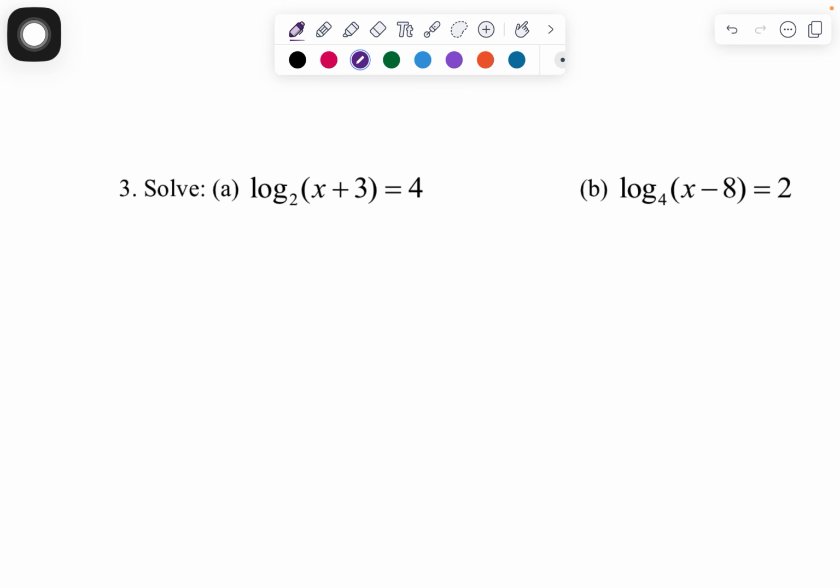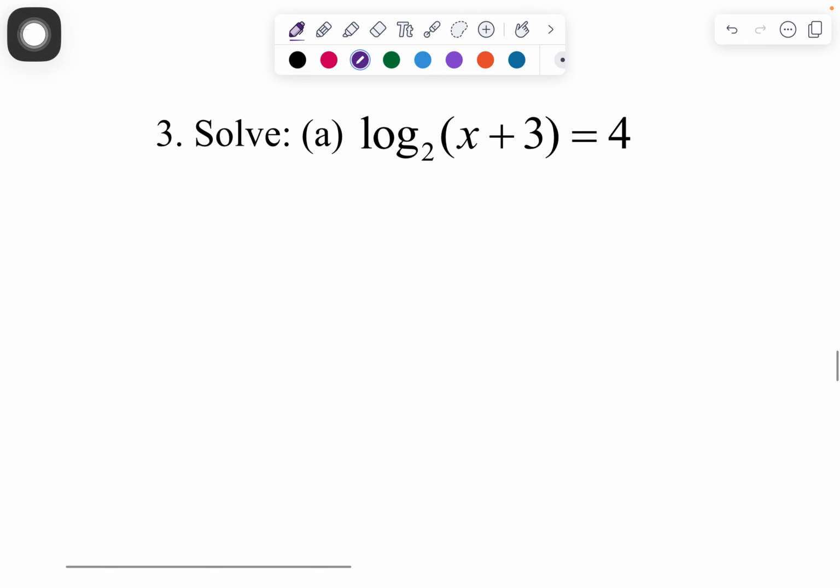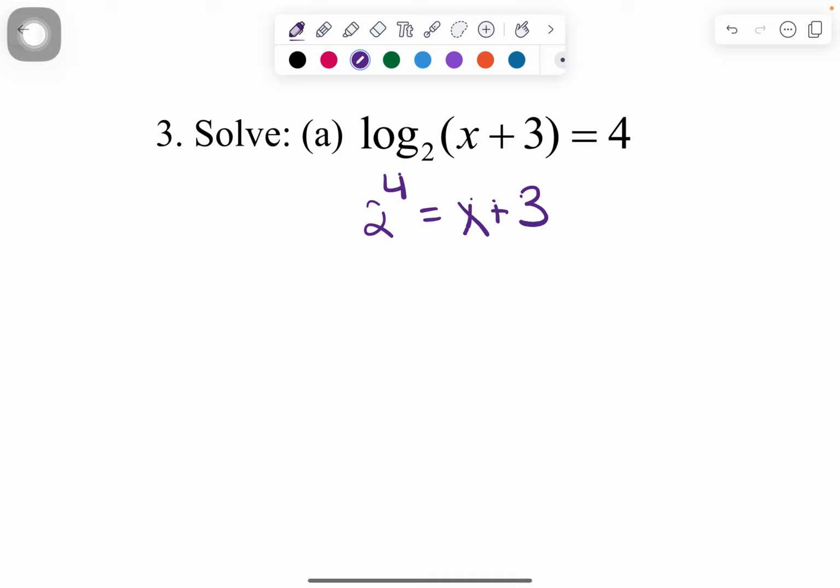So let's start with question number 3, part A here. What I want to do is take this log, and it's an equation, so I'm going to rewrite it into exponential form. So I've got a base 2. The log is equal to the exponent, so 2 to the 4th equals the argument here of x plus 3. Well, all right, cool. While it's an exponential problem, I can solve this. This is just a number. Let's see, 2 to the 4th would be 16. X plus 3.